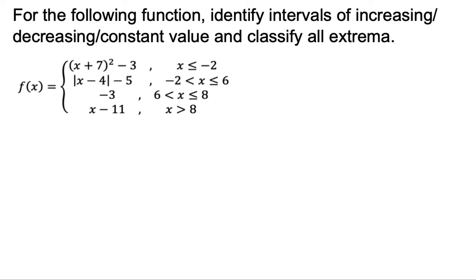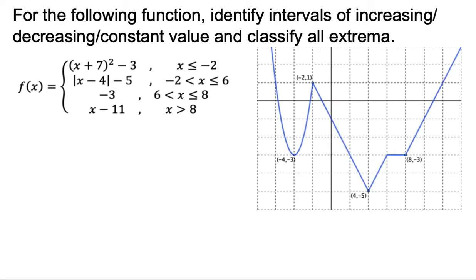For the following piecewise function, let's identify the intervals of increasing, decreasing, constant value, and classify all the extrema. First of all, let's graph the piecewise function. You'll notice the graph consists of 4 pieces: a parabola, an absolute value function, a horizontal line segment, and then a line of positive slope.